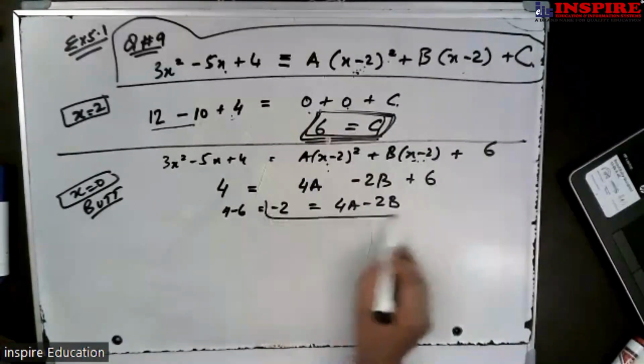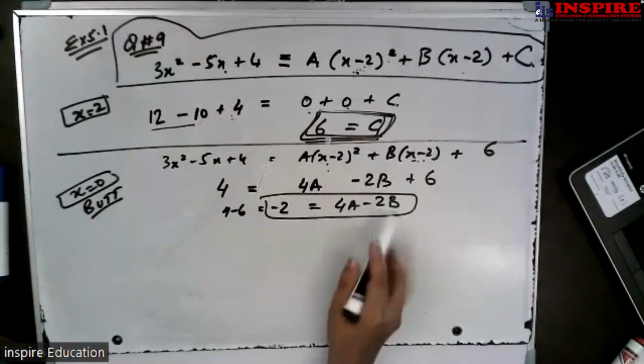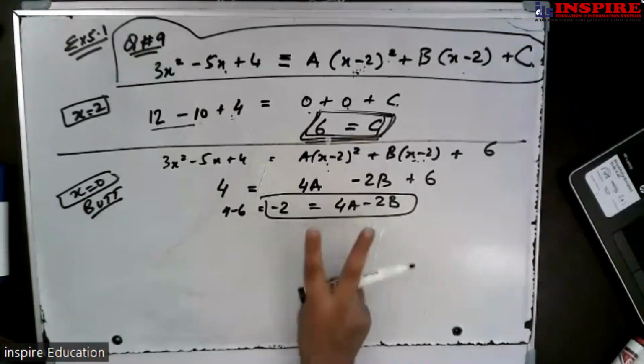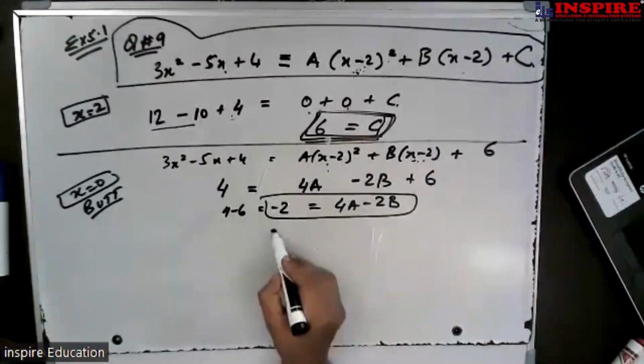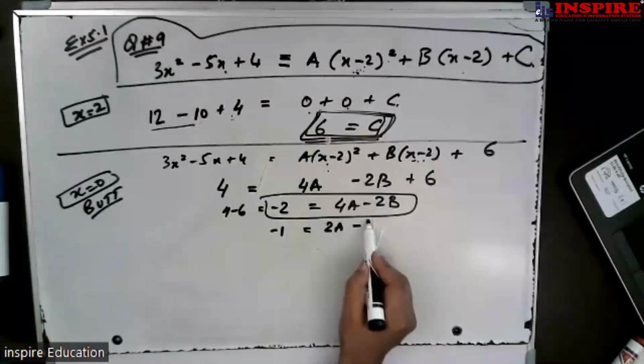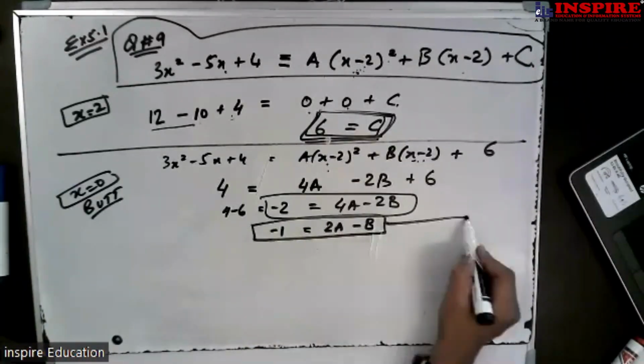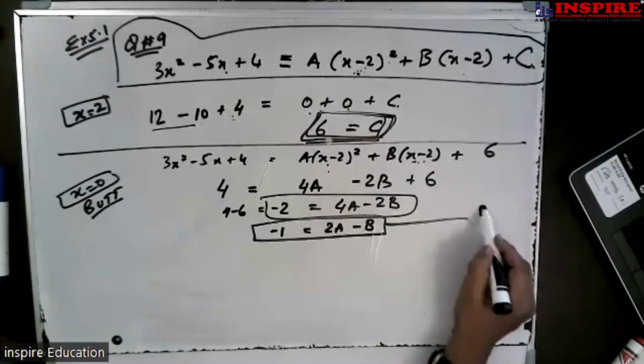Correct? I look at this and I say I can simplify this more. I divide this entire equation by 2, and minus 1 is equal to 2a minus b. This is my equation number 1.